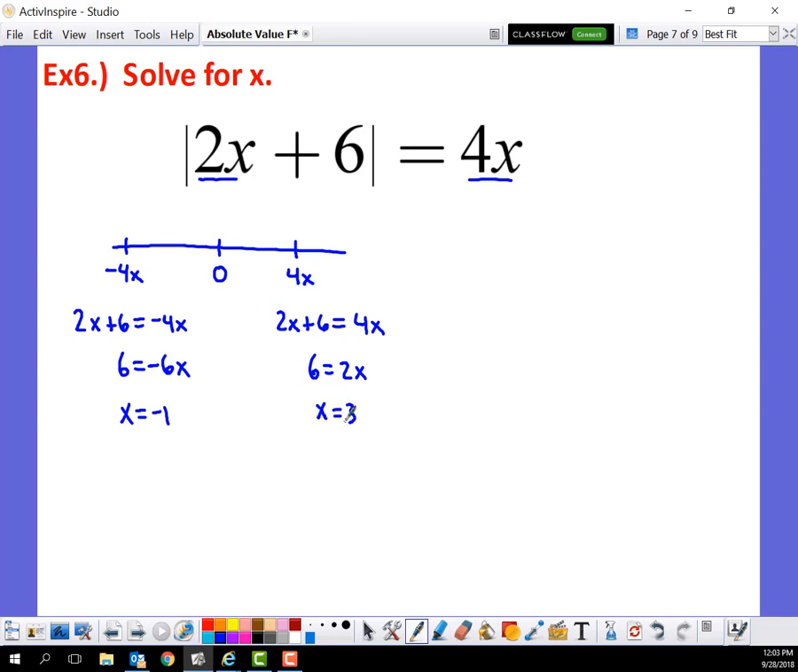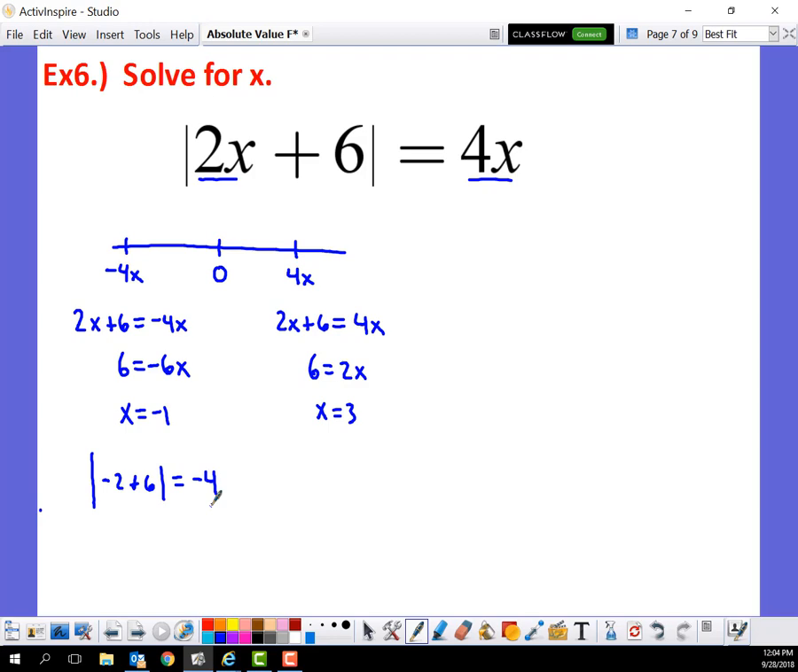Now, before we circle these as our answer and move on to the next problem, you have to make sure that you check both of these. So x equals negative 1. I'm going to plug that back into the entire equation. 2 times negative 1 is negative 2, plus 6, equals 4 times negative 1, which is negative 4.